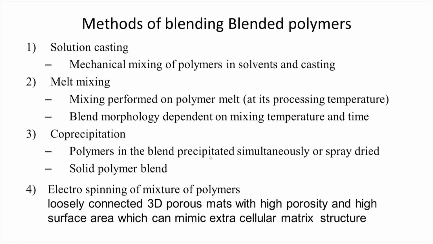Co-precipitation: polymers in the blend are precipitated simultaneously or spray dried, to get a solid polymer blend. So you blend them together as a co-precipitate. Electrospinning of a mixture of polymers, that means we take two polymers in solution and then electrospin it. So you get loosely connected 3D porous mats with high porosity and high surface area, which can mimic extracellular matrix.